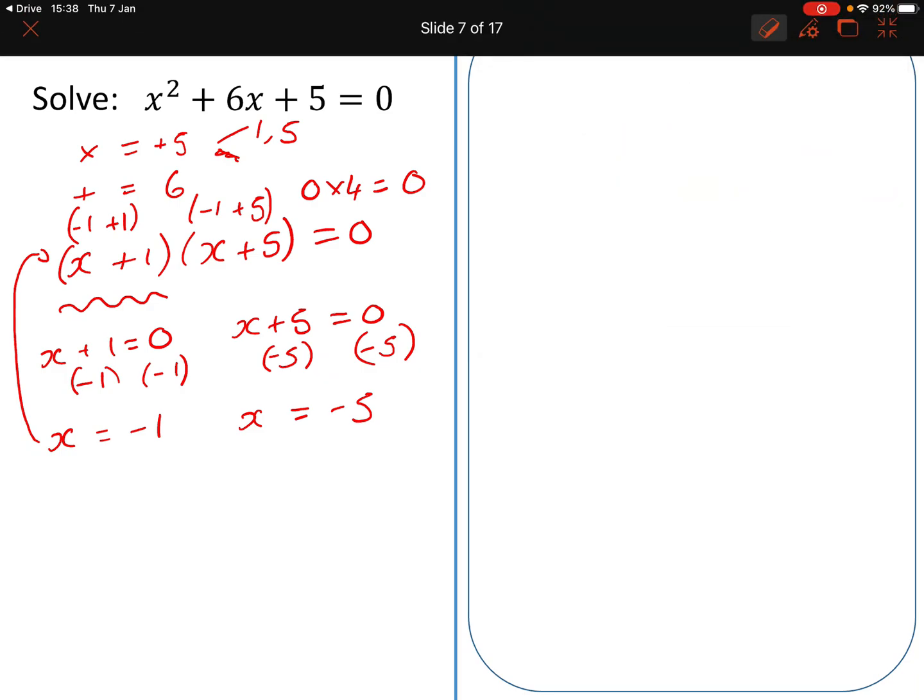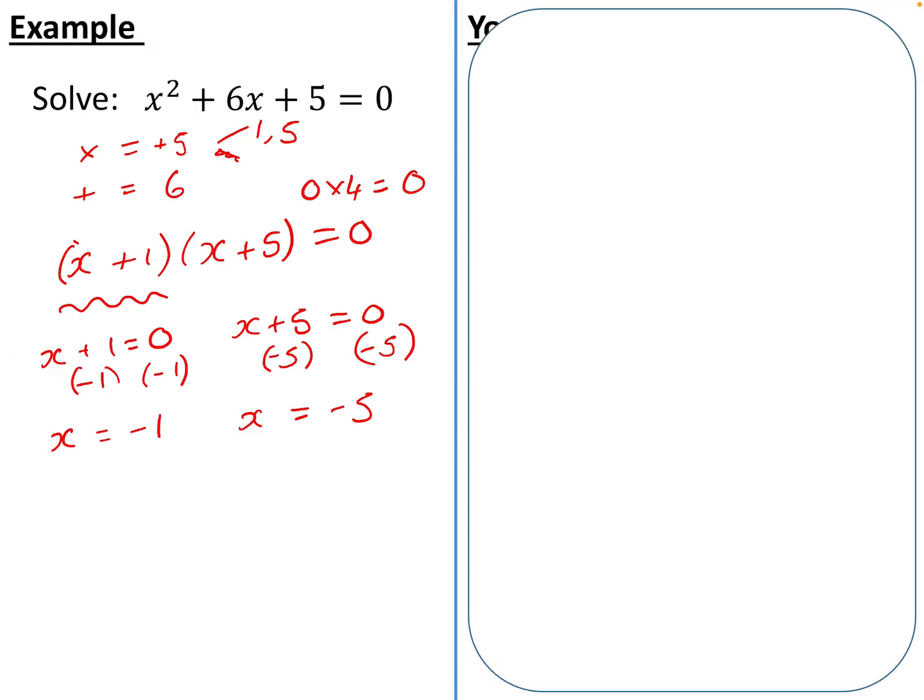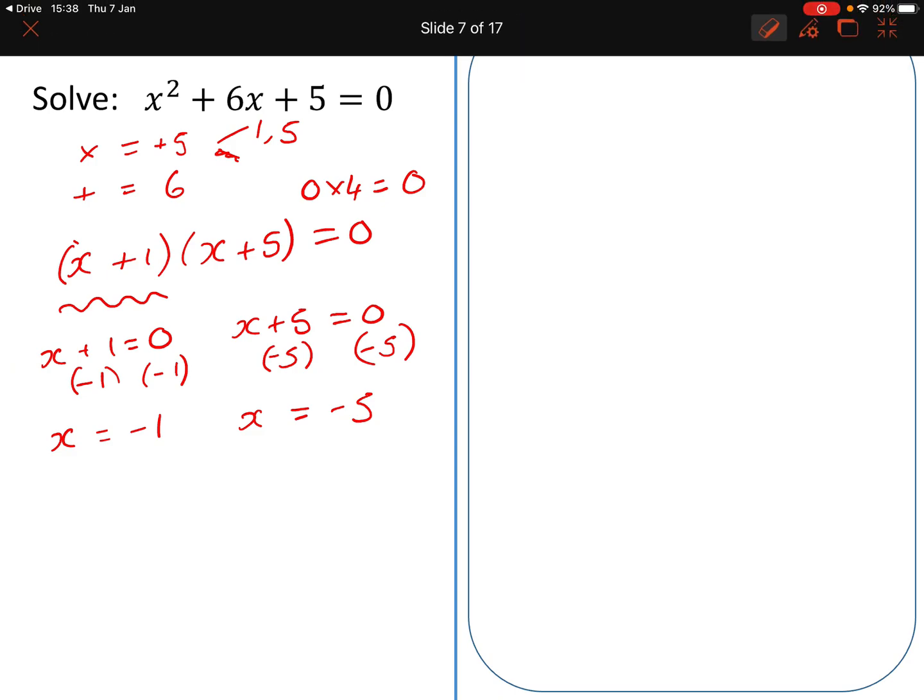If I was instead to do the other one and substitute it in, let's see what happens. If I instead substitute in x is equal to negative 5, what do I get? Well, in the first bracket, I get negative 5 plus 1. And in the second bracket, I get negative 5 plus 5. What I've now got is negative 4 here times 0. Well, that is going to give me 0.